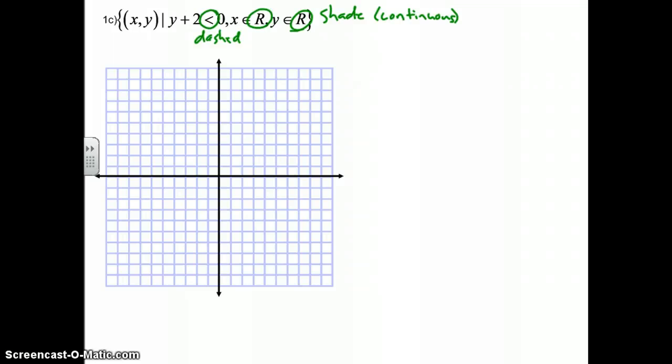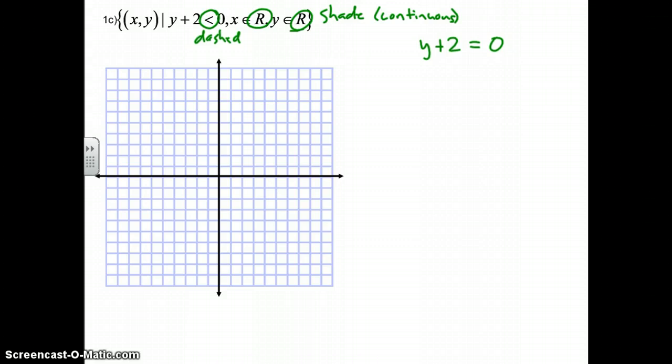Okay, so again, we want to start off by graphing the line y plus 2 equals 0. Looking at this one, we don't really have an x, so we can't really use y equals mx plus b. We can, but it takes a little bit more thinking. You could think of a table of values, or intercepts, but all of those are a little bit trickier when it comes to just y plus 2 equals 0.